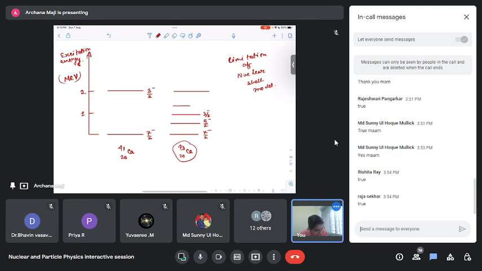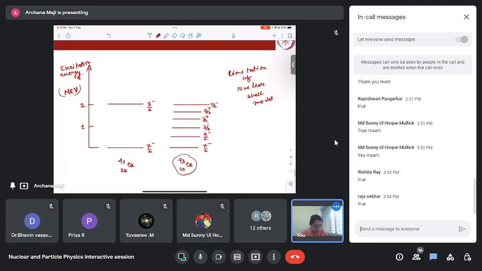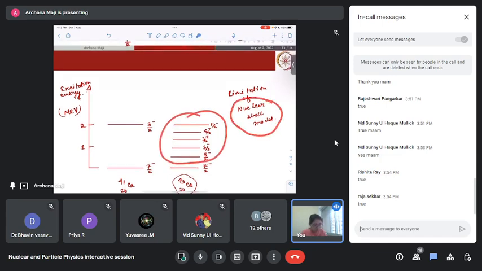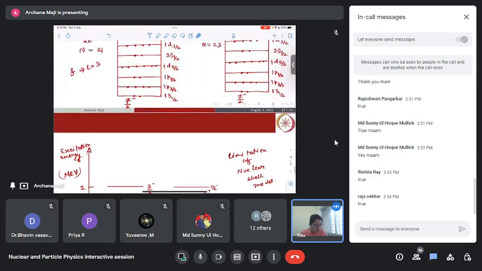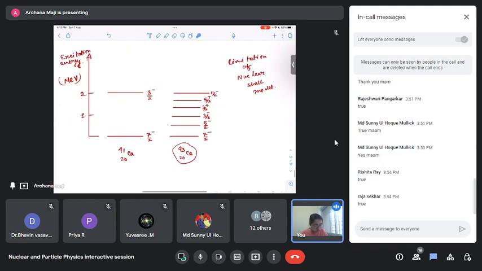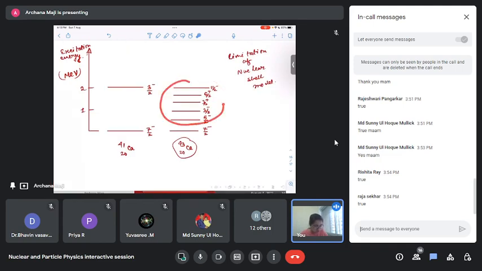Okay, 3/2 minus, and then 3/2 plus, 5/2 plus, 11/2 minus, and so on. In order to explain these excitation energies, we cannot just rely on the nuclear shell model. We have to do something else. Instead of just taking one unpaired neutron, we need to take all these 3 neutrons into consideration to explain this particular behavior of the excitation energies of calcium 43.